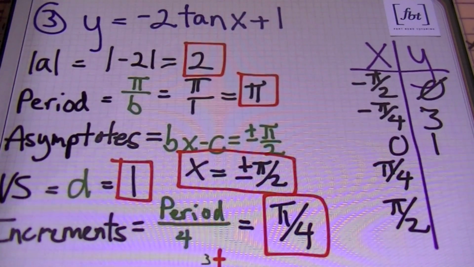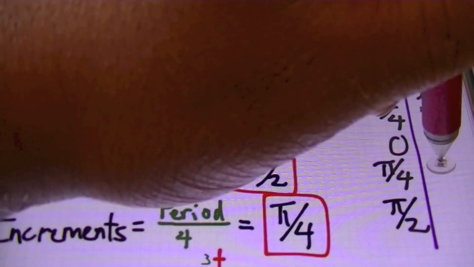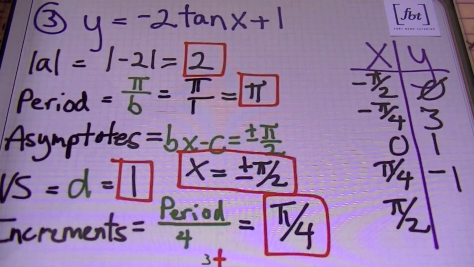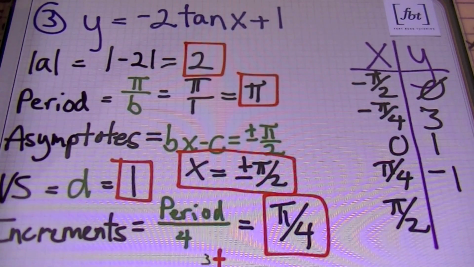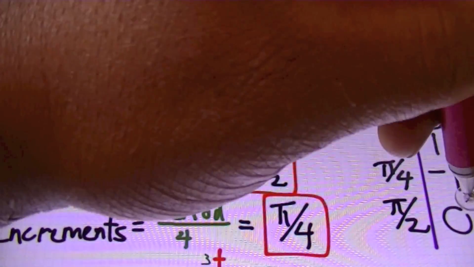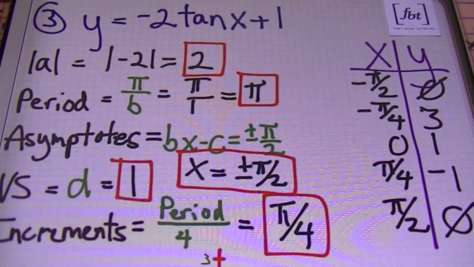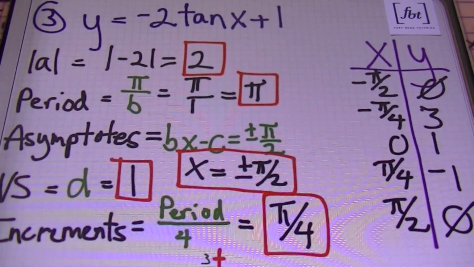Plugging in my next value of pi over 4, tan at pi over 4, or tan of 45 degrees, is positive 1. 1 times -2 is -2, and then -2 plus 1 gives you a result of -1. Finally, at pi over 2, tan at 90 degrees, ladies and gentlemen, is undefined. So that means the entire function is undefined at that point. All right, so completing our XY chart, we'll go ahead and graph it.